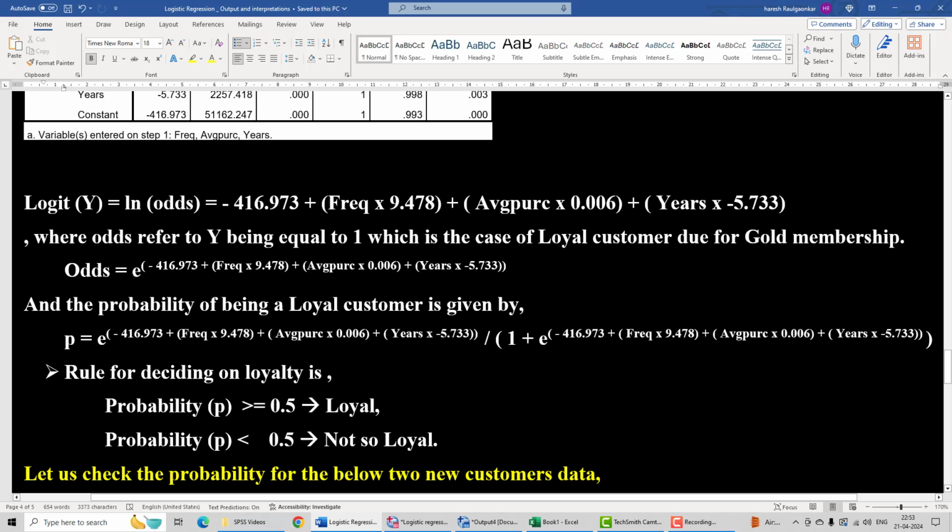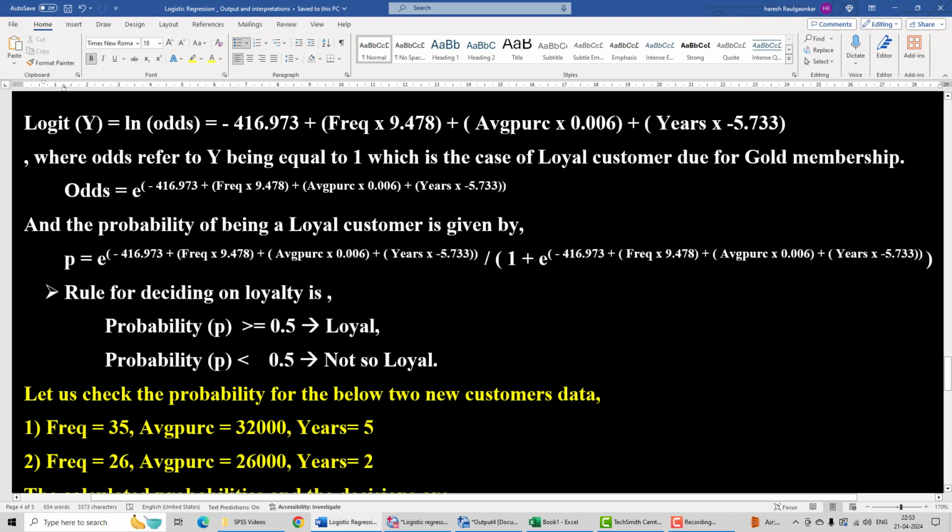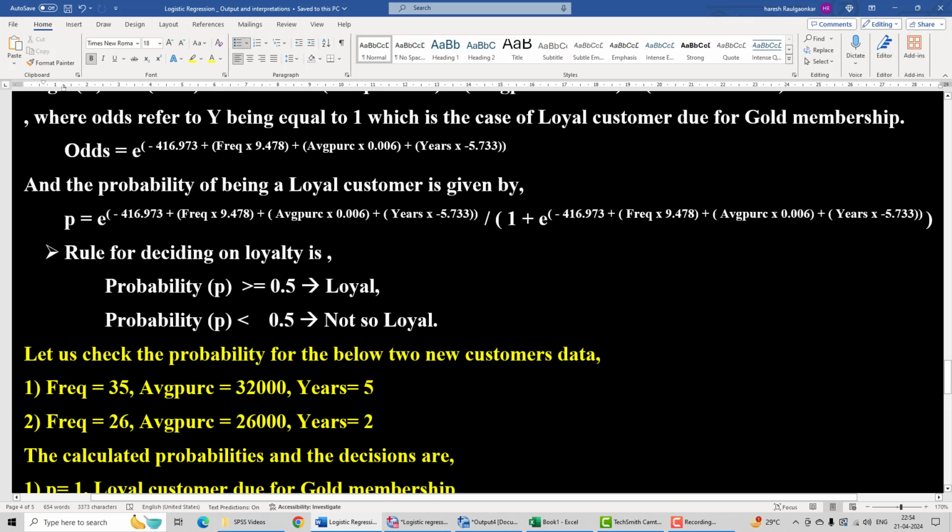So let us check this with 2 new customers' data. The first customer has 35 frequency, average purchase of 32,000 and 5 years, and the second customer is 26 frequency, average purchase 26,000 and years is 2. So if you put these values in these equations and calculate the probability, please understand you will be using the scientific calculator for these calculations, and you should understand how to calculate e raised to a particular value. So that is a must.